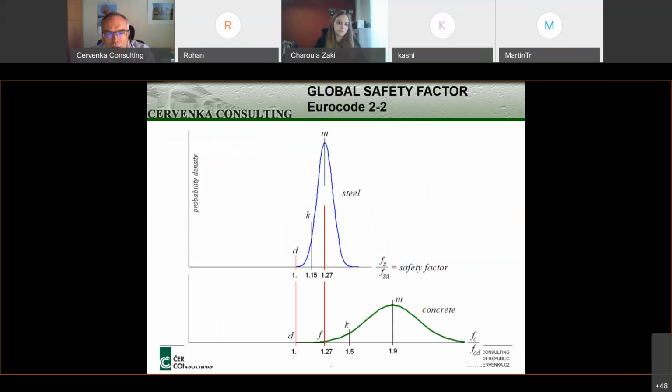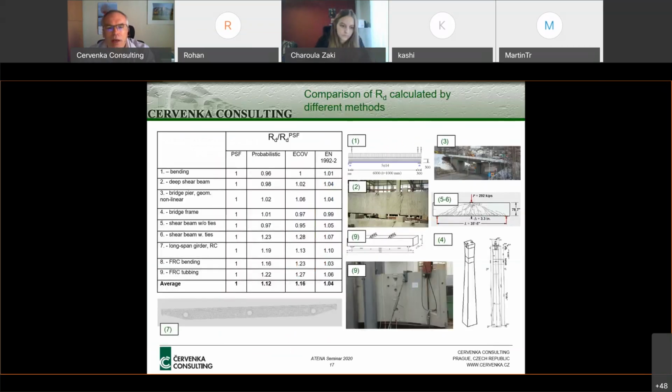So let's skip this. And I want to come to this slide where we just compare how these methods work for various problems. So in the past, we have analyzed various structural problems, like the beam, where it's a simple structure, beam and bending, and then more complicated failure modes with shear, also fiber reinforced concrete, also stability problems like this pier. And now this shows the results of these, let's say, 9 problems.